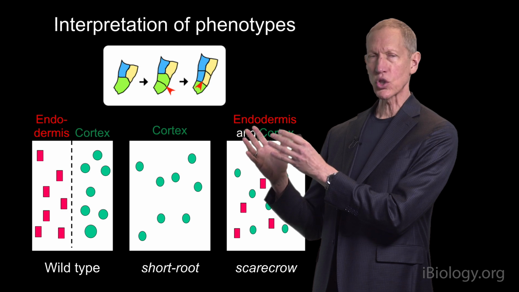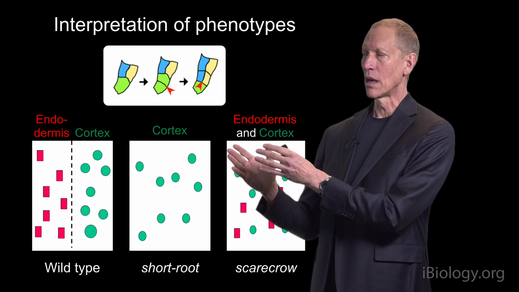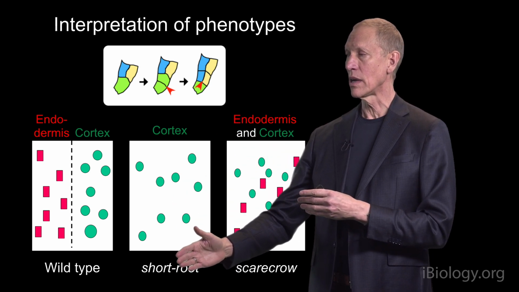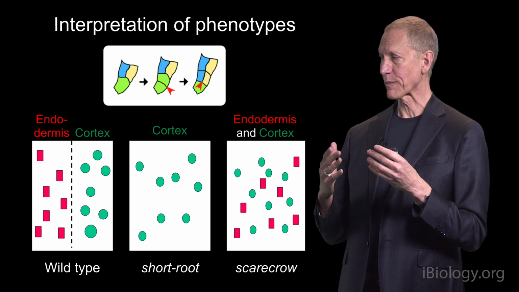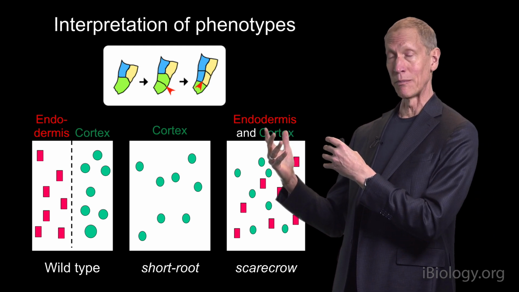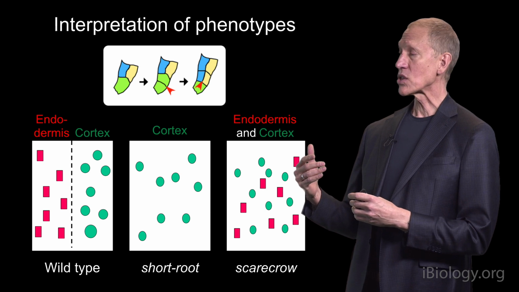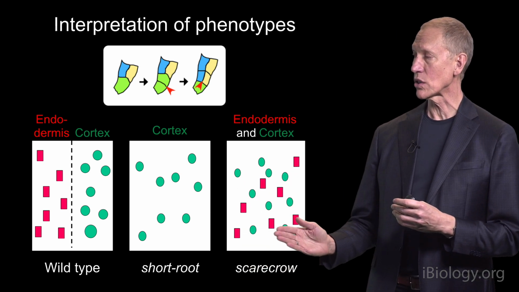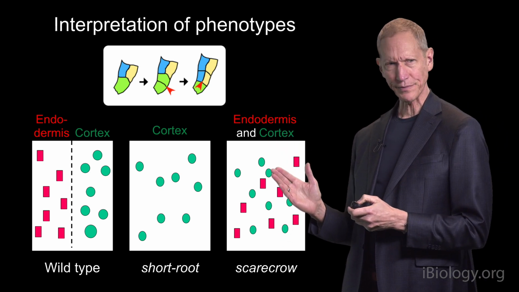So that says that the normal SHORTROOT protein must be involved in both getting that division to occur as well as making endodermis, specifying endodermis. Well, in SCARECROW, because we found attributes of both cortex and endodermis in a cell, that strongly suggests that SCARECROW is mainly involved in getting that division to occur to separate cortex and endodermis.